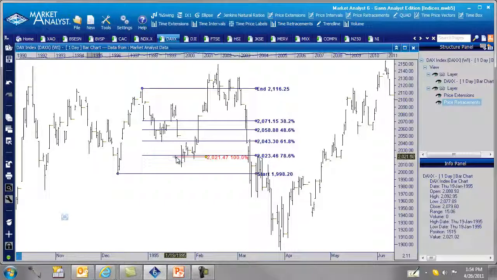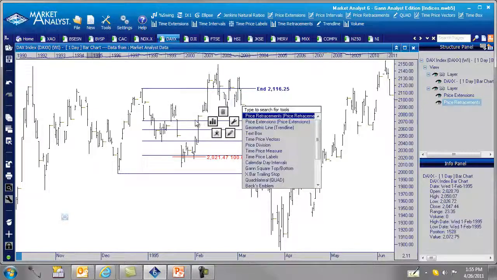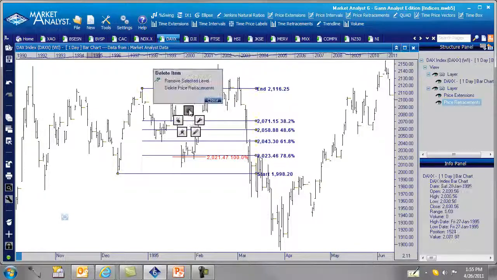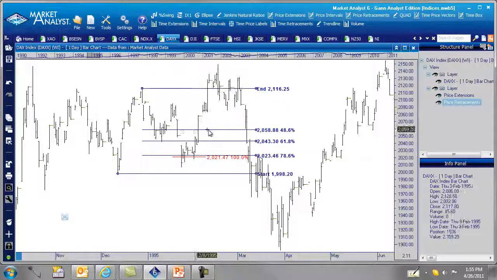Ideally, you want the red line to land right on top of one of these fib numbers. The closer, the better. However, it hardly ever happens. I think I got one or two where it does happen in the examples that we'll be looking at here. And so at this point, we can just get rid of these Fibonacci levels. Select this one here, remove selected level.